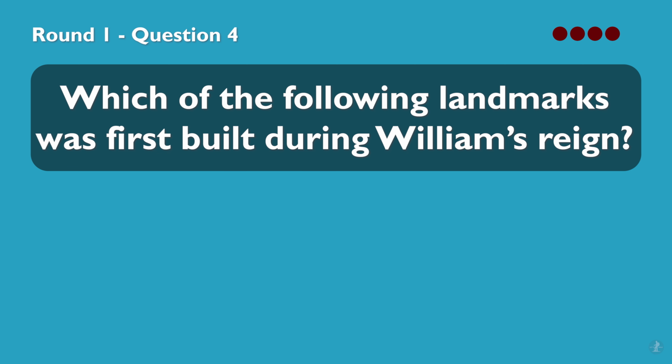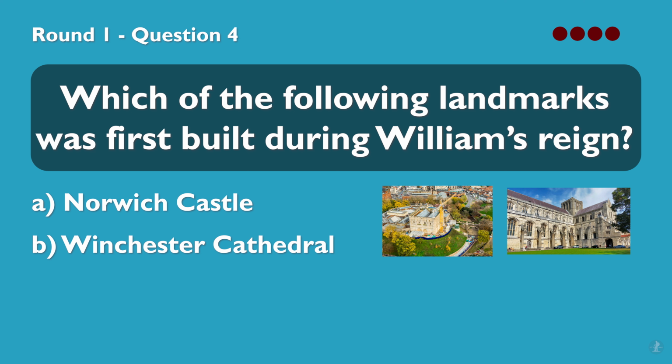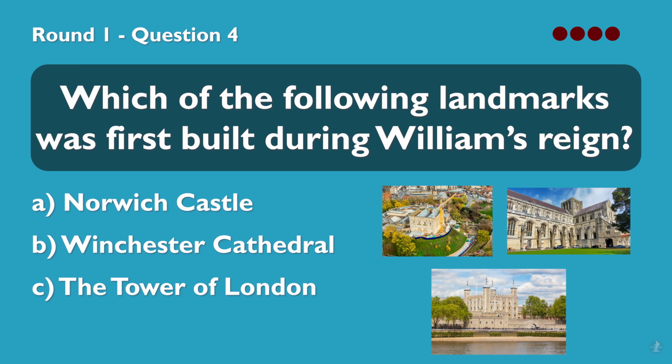And finally for round 1 is question 4. William the Conqueror's legacy can still be seen all over the country today. So which of the following famous landmarks were first built during his more than 20-year reign? Was it A. Norwich Castle, B. Winchester Cathedral, C. the Tower of London, or D. all of the above?